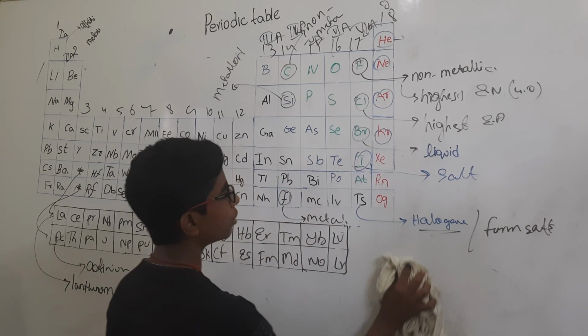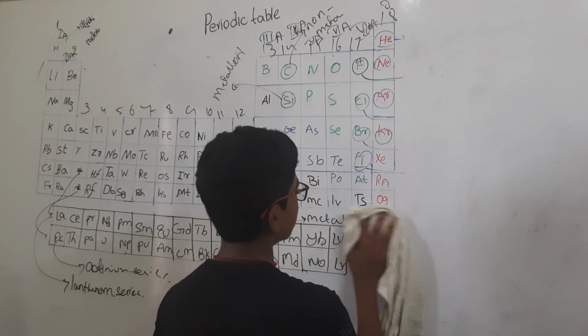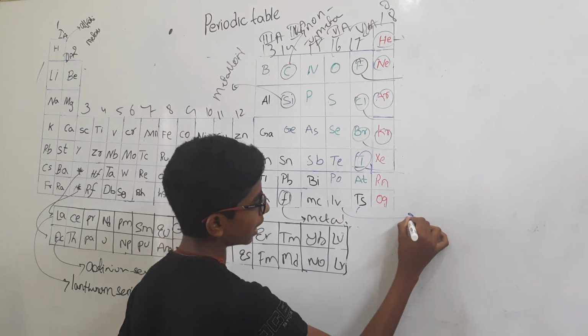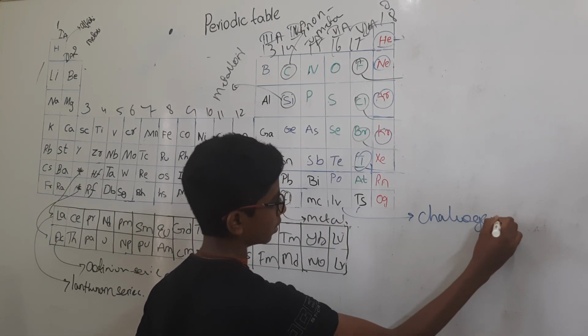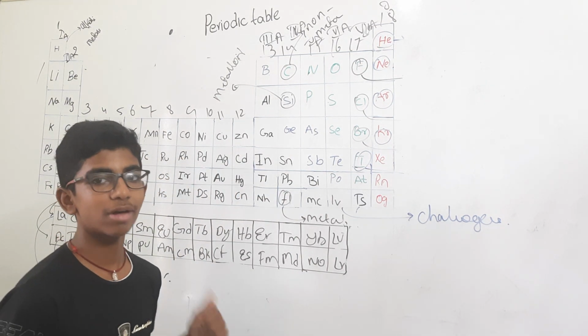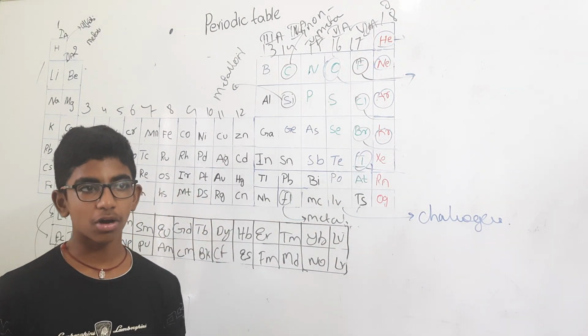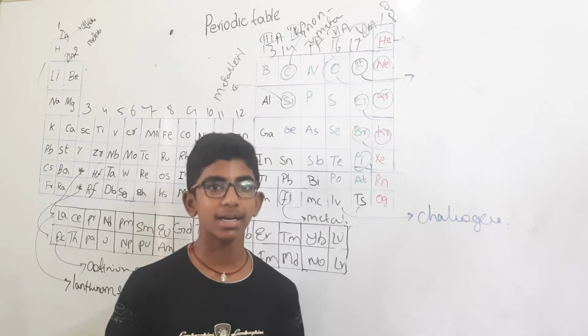Next, we go to the 6th A group. The 6th A group is known as chalcogens. In this group also we have so many uses. First one, oxygen. For oxygen we have so many uses. We breathe oxygen.